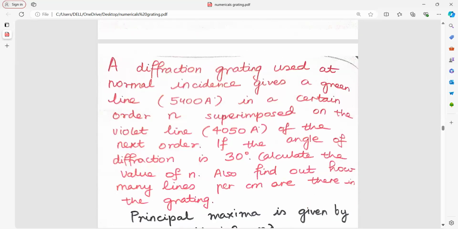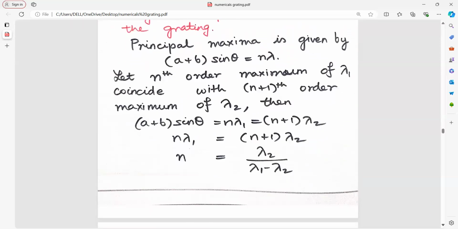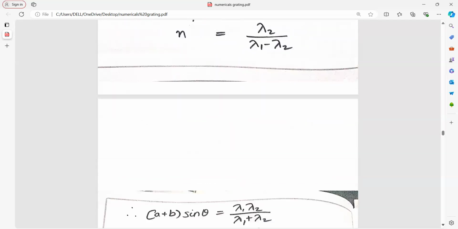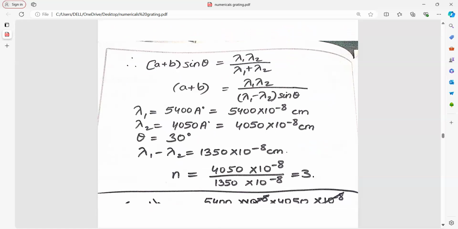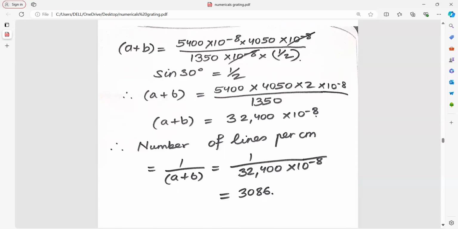Diffraction grating is used at normal incidence, gives a green line in a certain order, superimposed. Calculate the value of n and find out how many lines per centimeter are there. Principal maxima is given by this formula. Nth order maxima of this coincides with n plus 1th order of this, then we get this. So the order is 3. Then the grating equation, sine 30 is half. Number of lines per centimeter is 1 upon a plus b.